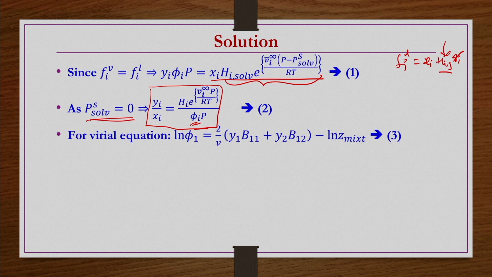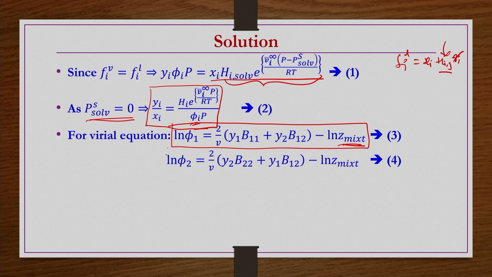The virial equation of state is applicable for the vapor phase, which is indirectly mentioned by giving the virial coefficients. So, ln phi 1 for the virial equation of state is 2 by V (y1 B11 plus y2 B12) minus ln Z mixture. B11 is given, B12 is given, but Z mixture you also have to find out. Similarly, ln phi 2, which we have also derived, is 2 by V (y2 B22 plus y1 B12) minus ln Z mixture.